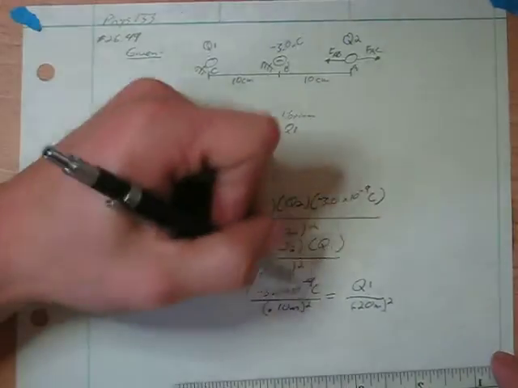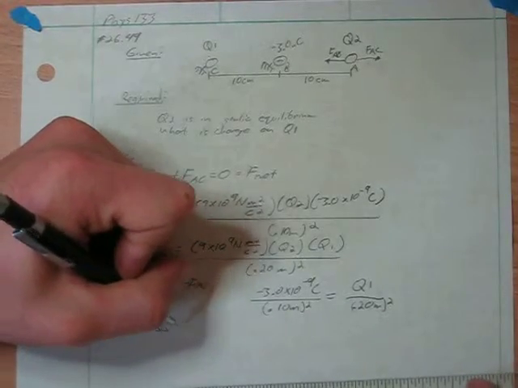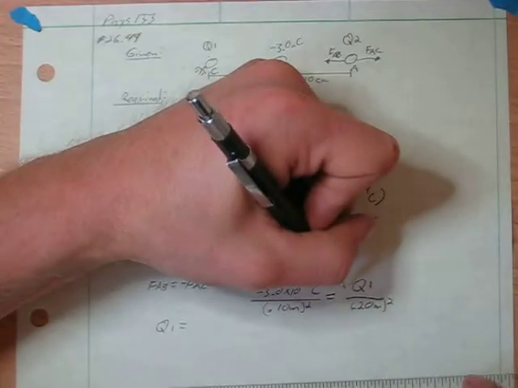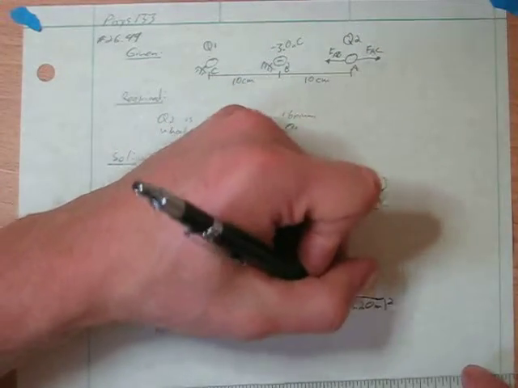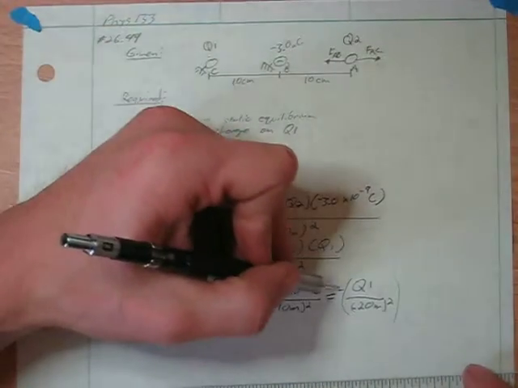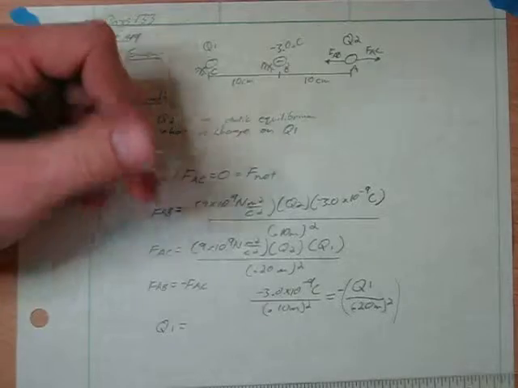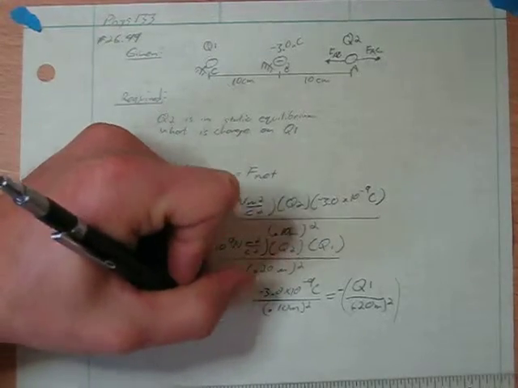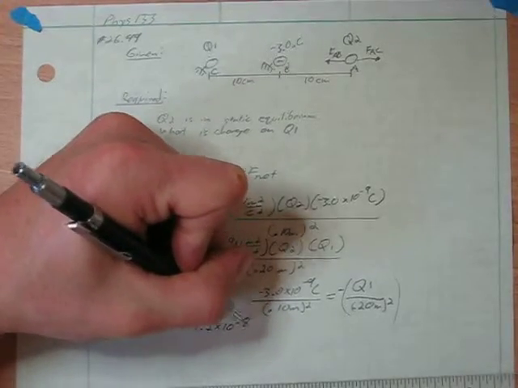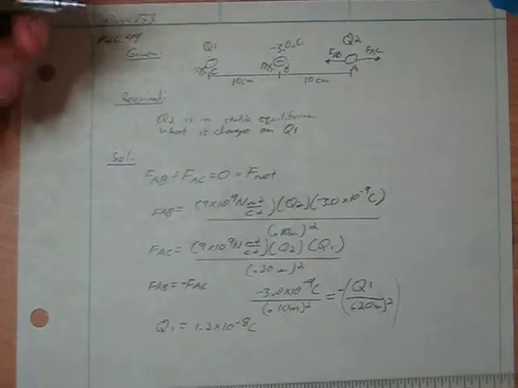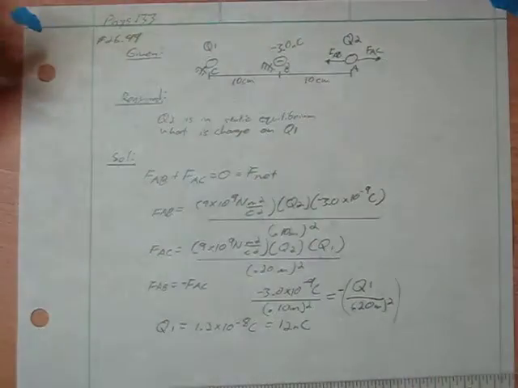Alright, so you do some cross multiplication and then you solve for Q1. There's a negative here because we have negative FAC, this is the FAC side, so let's throw a negative in there. And then it turns out this negative and this negative cancel out. What I ended up with here is 1.2 times 10 to the negative 8th coulombs, which is the same as 12 nanocoulombs.